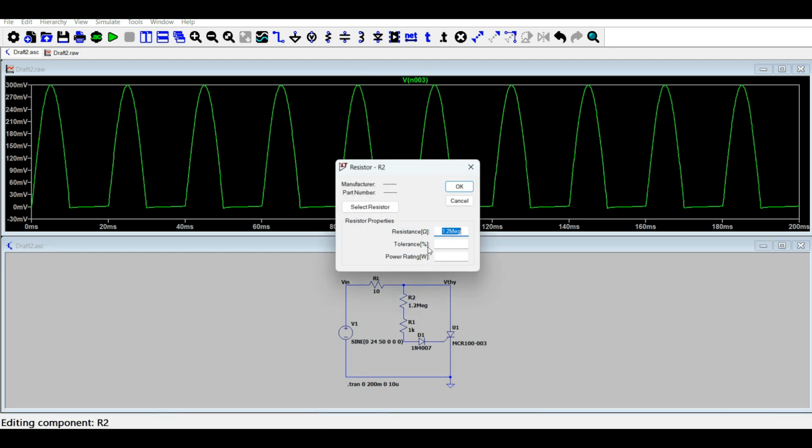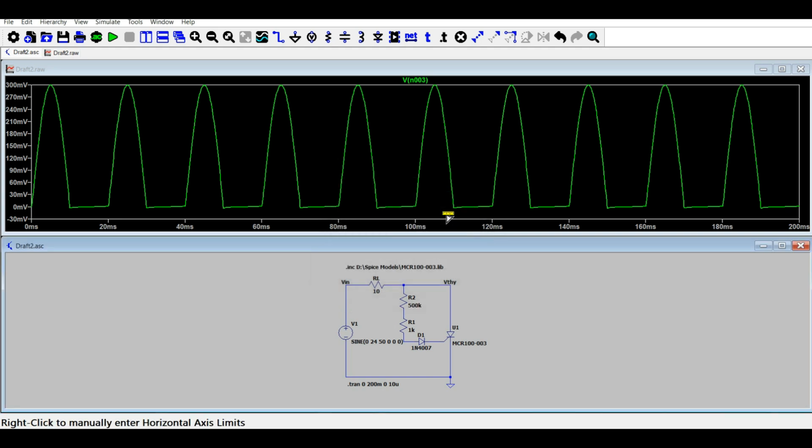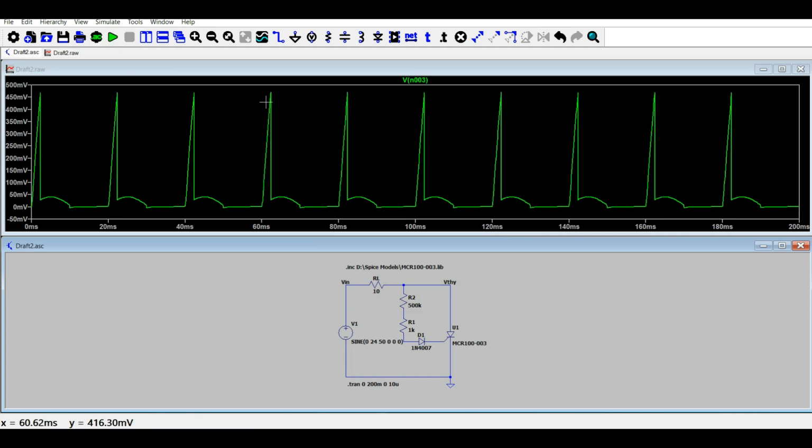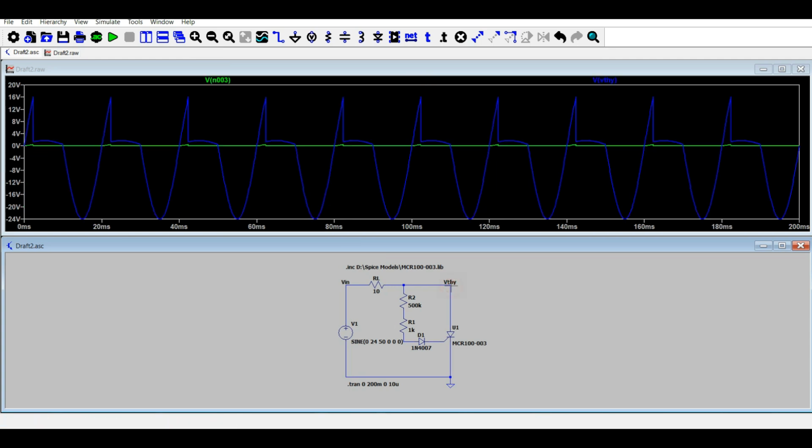Now let me reduce this resistance to, let's suppose, 500 kilo ohms, and run the simulation again. Now you can see the maximum value of the gate spike is at a firing angle less than 90 degrees. So that is why at this specific value, I will be getting a firing angle less than 90 degrees, right?